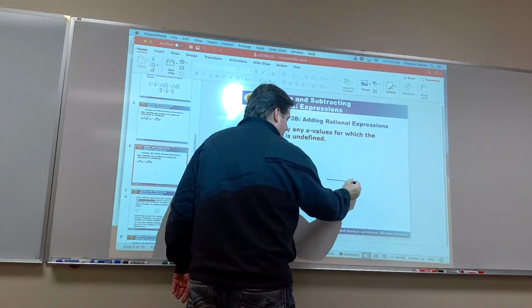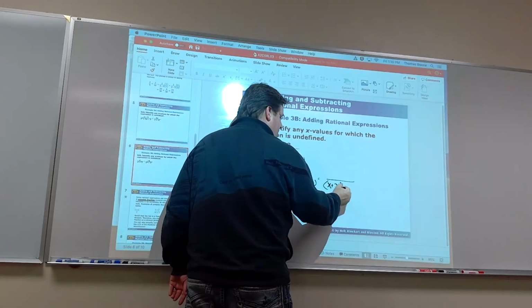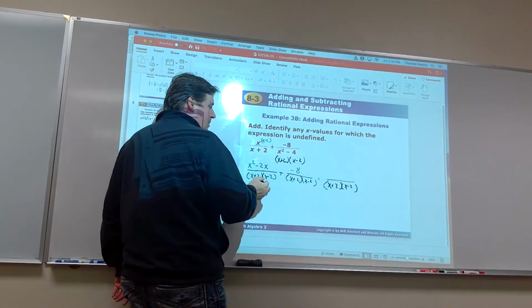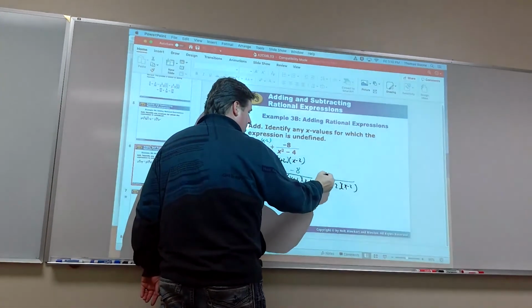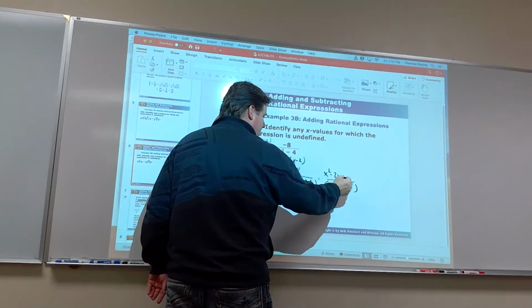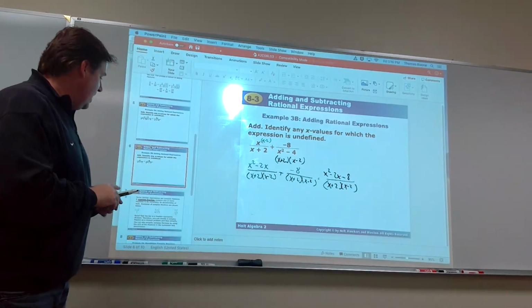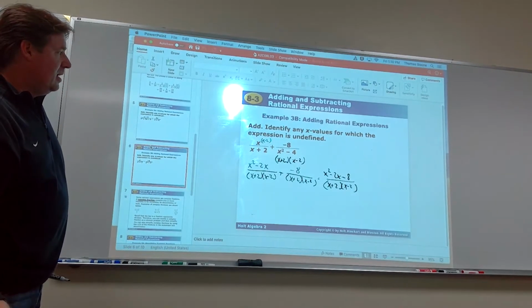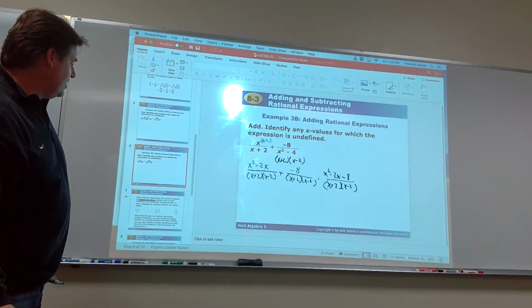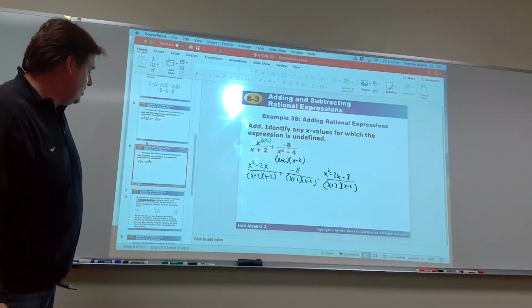All right, and now we have that common denominator of x plus 2, x minus 2, and now we can simply just add those, x squared minus 2x minus 8, and we can just leave it just like that. Okay, so that is simplifying with adding and subtracting fractions. A lot easier when the denominators are the same, that is for sure.